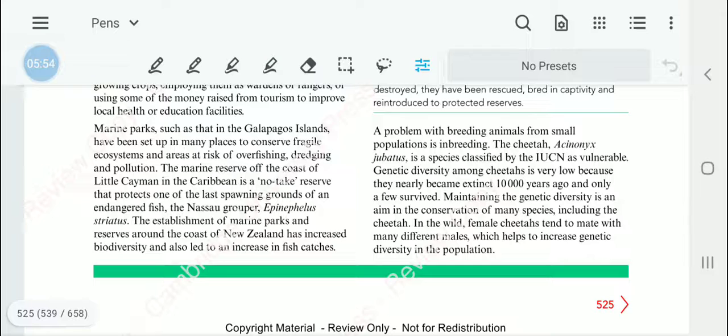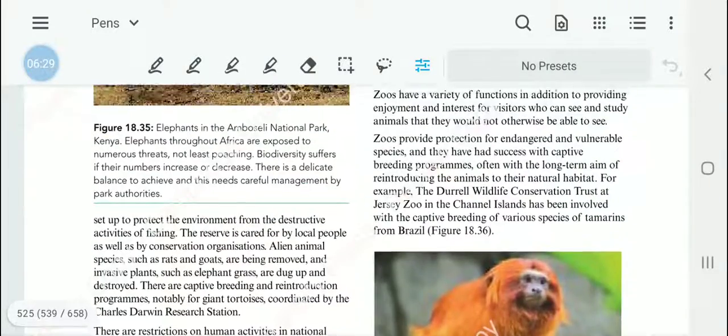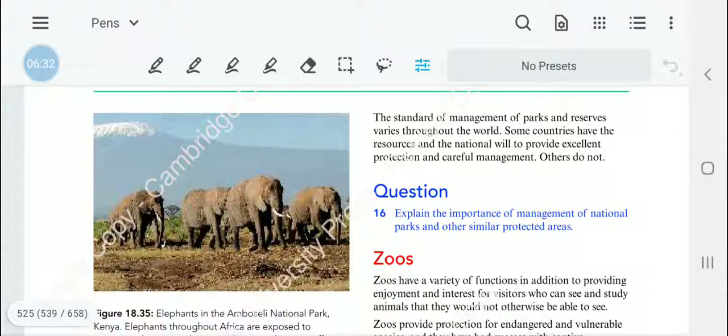Then there are marine parks around the Galapagos Islands, and also many other places. They maintain the ecosystems made fragile by overfishing and dredging, and also pollution. Dredging is the act of taking sand out of the ocean floor. There are different marine parks and reserves around New Zealand and around Australia, which makes it a very important mechanism to protect these places.